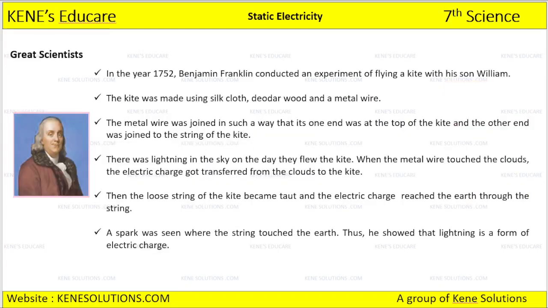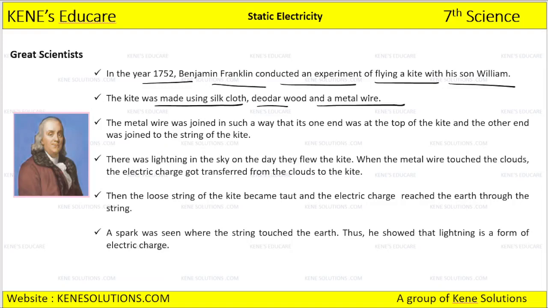Now we'll talk about a great scientist. In the year 1752, Benjamin Franklin conducted an experiment of flying a kite with his son William. The kite was made using silk cloth, deodar wood and metal wire. The kite was made of silk cloth, deodar wood was used, and there was a metal wire.